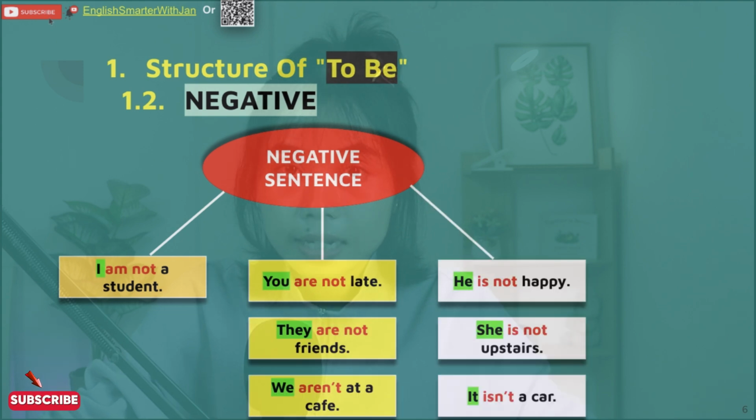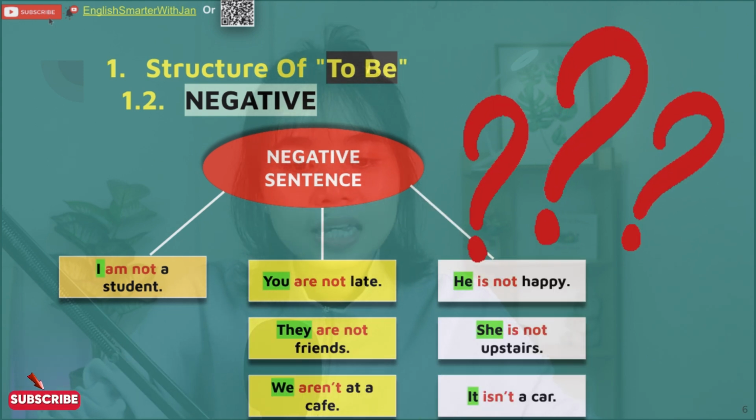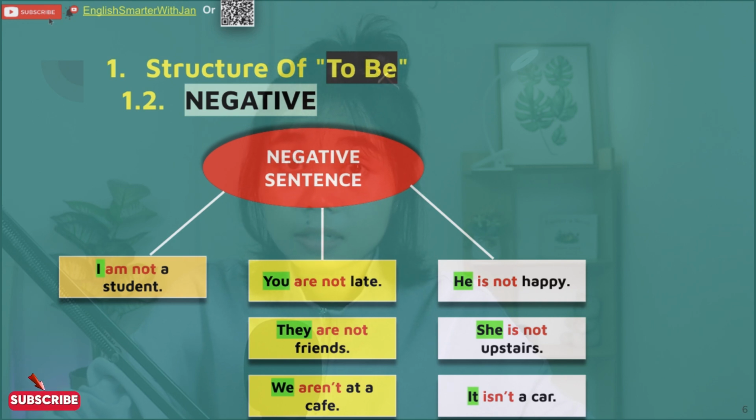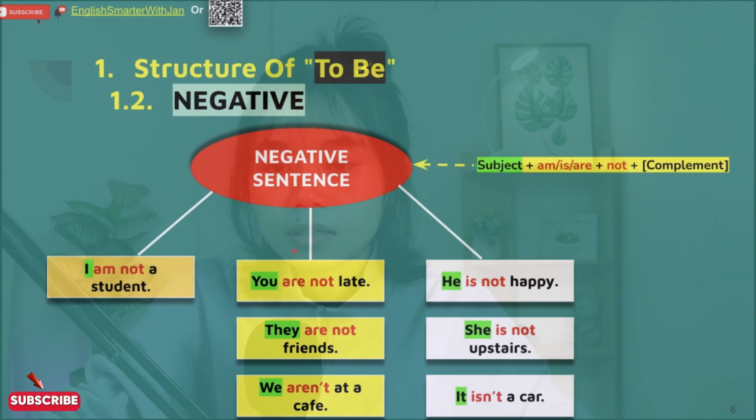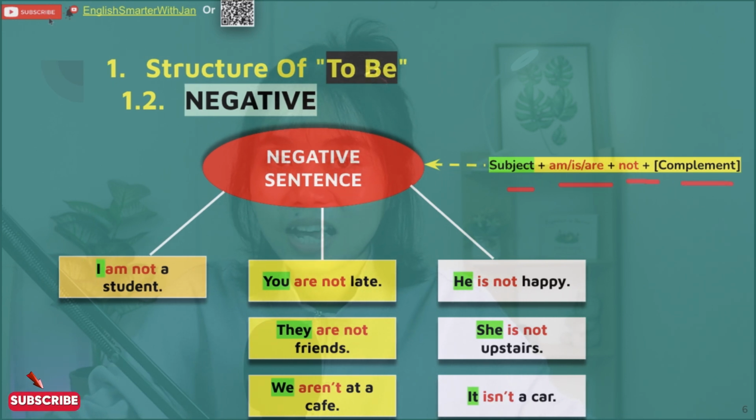Let's take a look at these examples. And what is the difference? Can you tell? Yes, the difference is that to form the negative sentence, we simply add the word not after the verb to be. So the structure is subject, the verb to be, and then the word not, and then complement. That's it, everybody. So it's not that difficult, right?